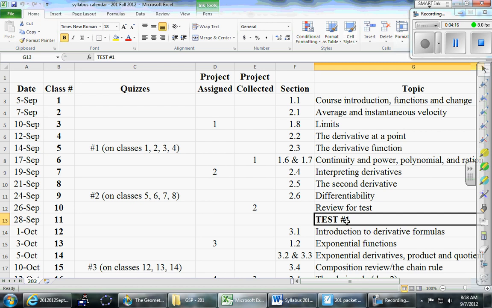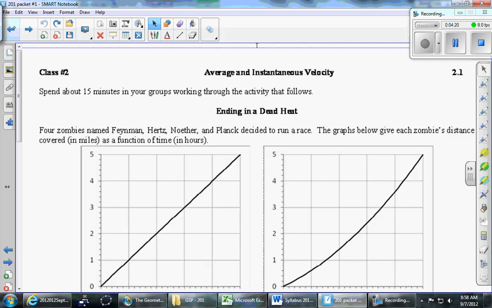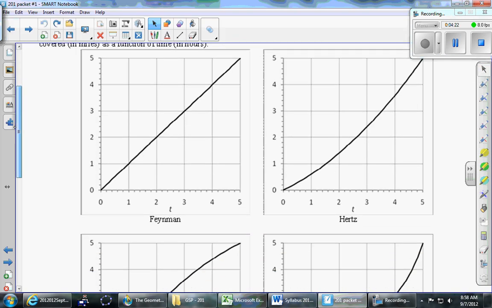Okay, so let's come back to our zombie race, and we'll just talk strategies here. What was Feynman's running strategy? Slow but steady. How about Hertz?